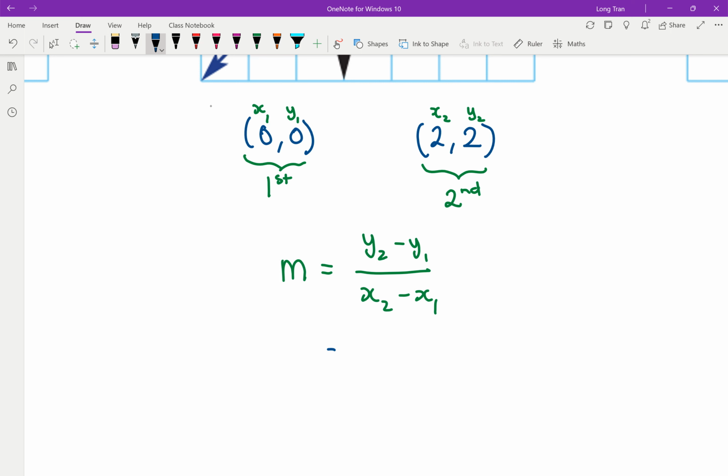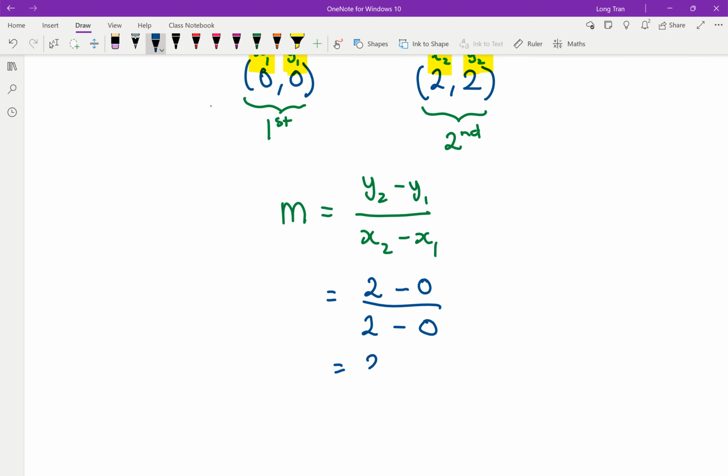So here we go. What is my y2? So hopefully you're picking up on this pattern from before. Y2 is 2. Minus, what's my y1? Y1's over here. That's 0. Over x2, what is my x2? X2 is 2 again. Minus, what is my x1? X1 is 0. And look at that. I'm getting 2 minus 0 is 2. 2 minus 0 again is 2. And m is equal to 2 divided by 2, which is 1.